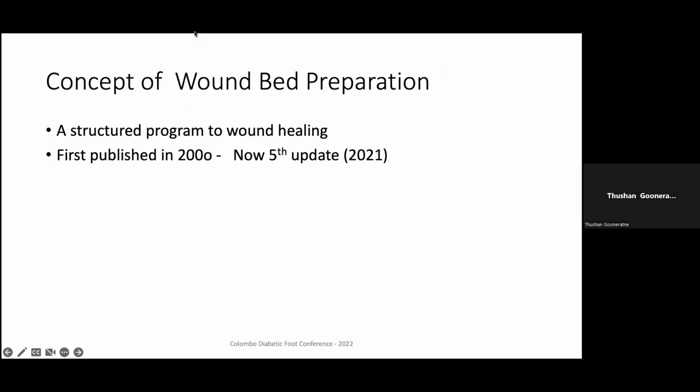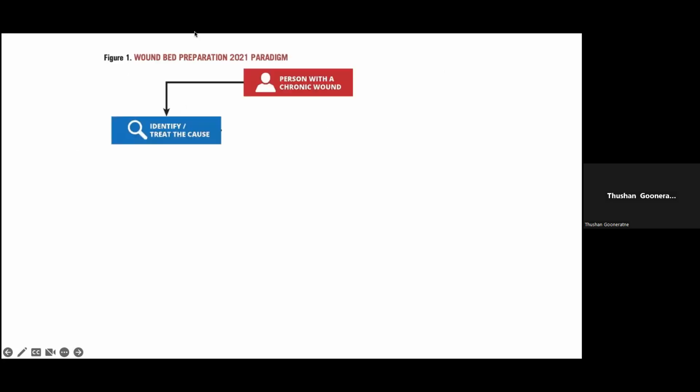Now, the concept of wound bed preparation is about all of that. It's about making sure that we can come up with a structured program to help wounds heal. Initially, the first task, once you get a patient with a chronic wound, is to try and identify and treat the primary cause. Because unless the primary cause is treated, we cannot do anything else.